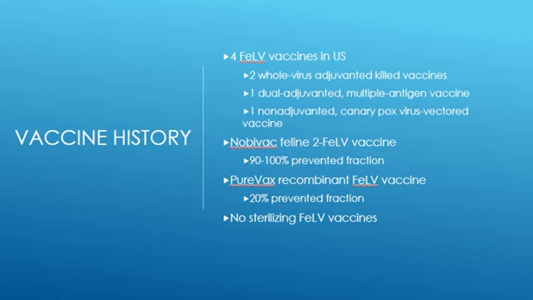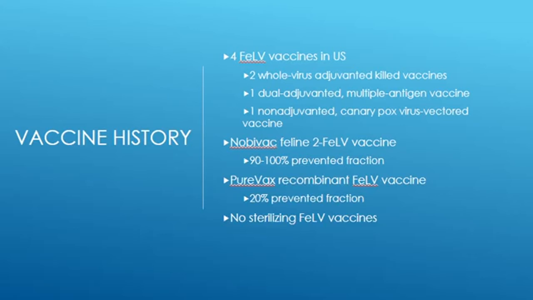The Novavax vaccine and the PureVax vaccine are both recommended to be given to a cat when it is 9 weeks old, and then it is recommended to be given again as a booster 3 to 4 weeks after that. The Novavax vaccine is then recommended to be given biannually, or every 2 years, after that, while the PureVax vaccine is recommended to be given every year after that.